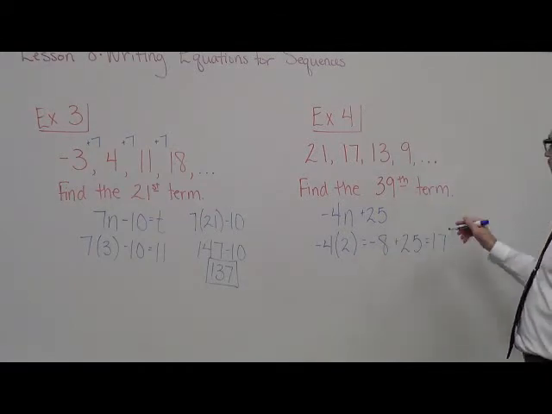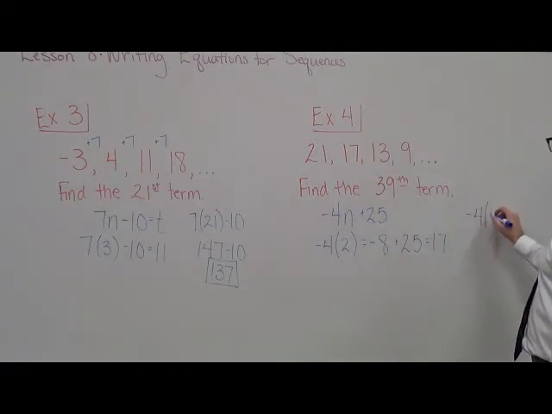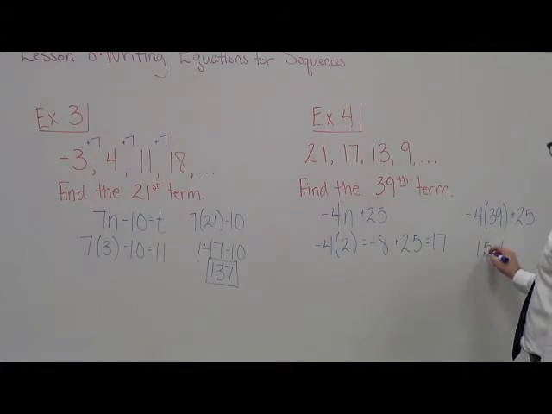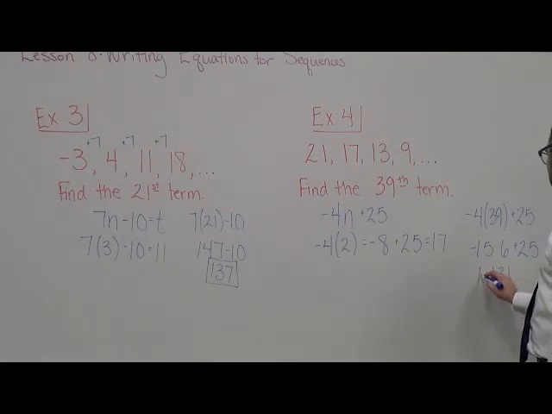So then we want the 39th term. -4 times 39 plus 25. -156 plus 25 is going to end up giving us -131 as that 39th term.